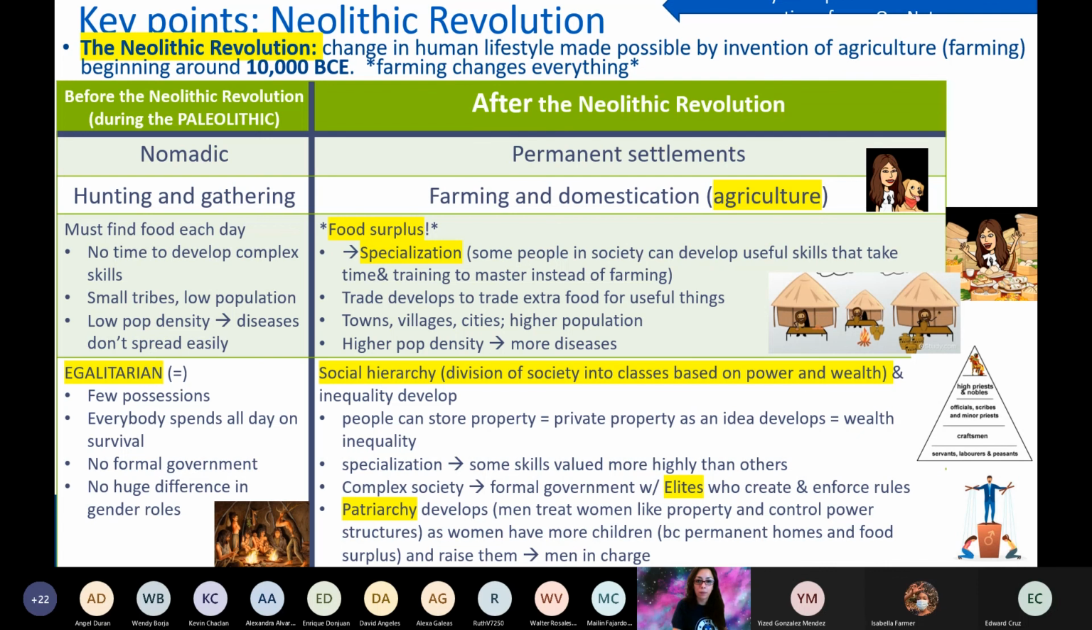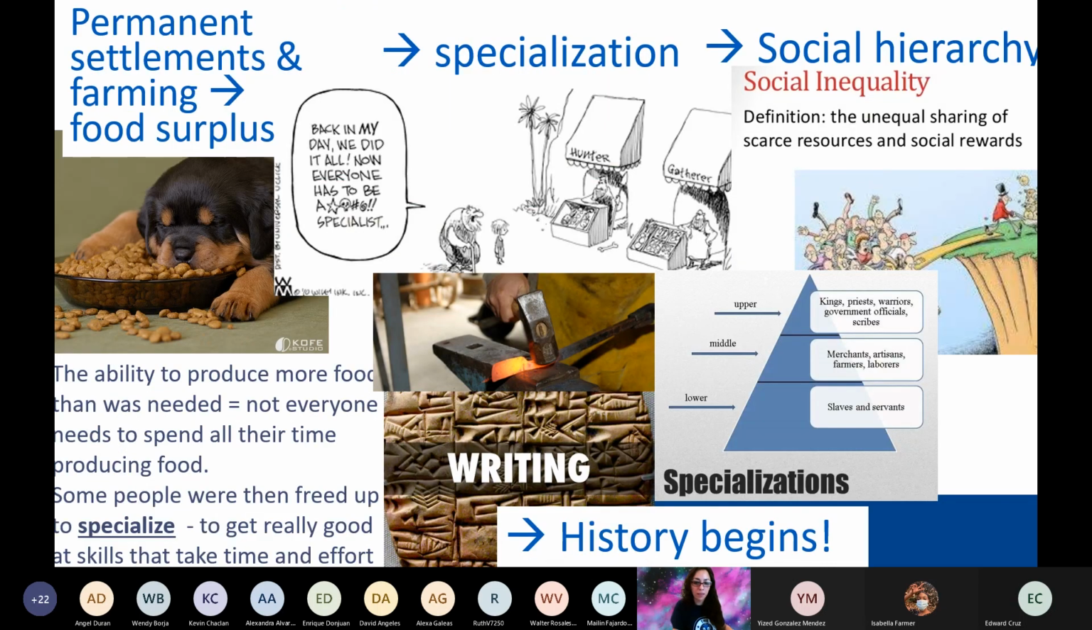To recap with pictures. Permanent settlements and farming led to food surplus. Cute little puppy has too much food, more food than he needs. That caused specialization because some people could spend their time doing things that had nothing to do with getting food and instead learn to make weapons or write. As soon as you get writing, history begins, by the way, so that's coming up next. But you also get social inequality, the unequal sharing of resources and social rewards. So, costs, benefits, everything advanced that we have, but also all of the unfairness.